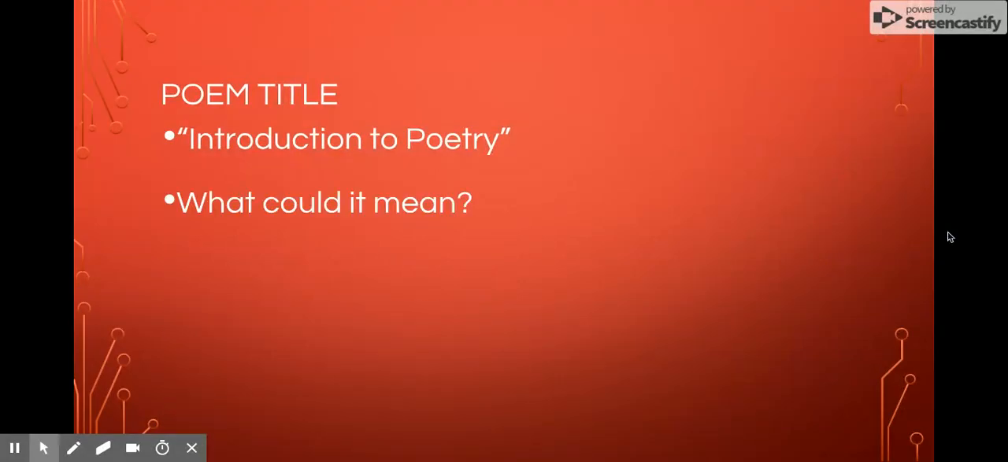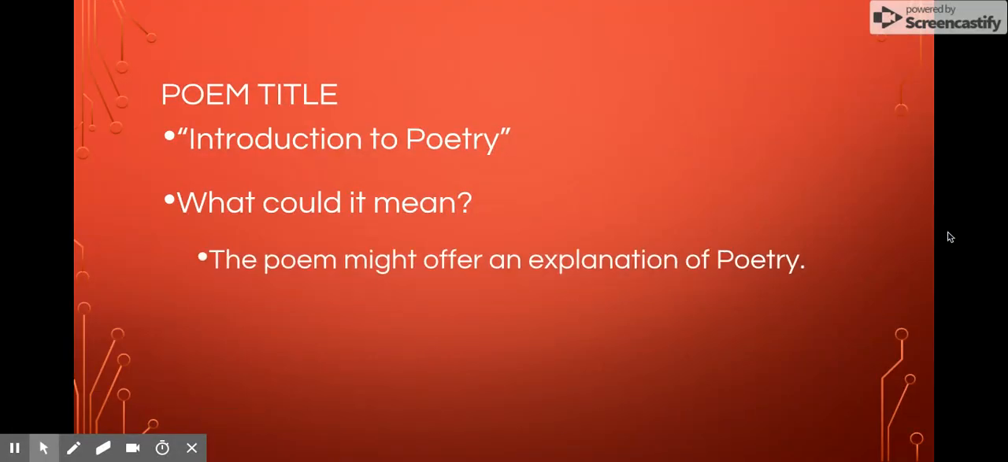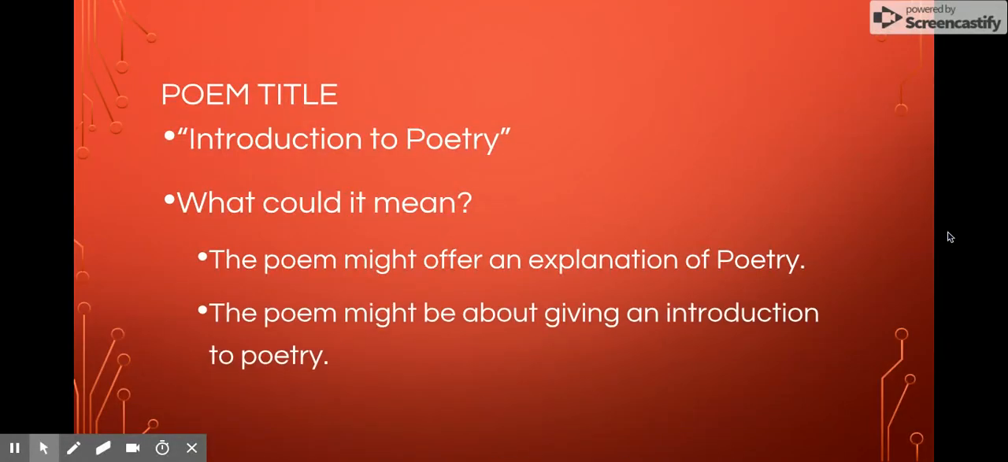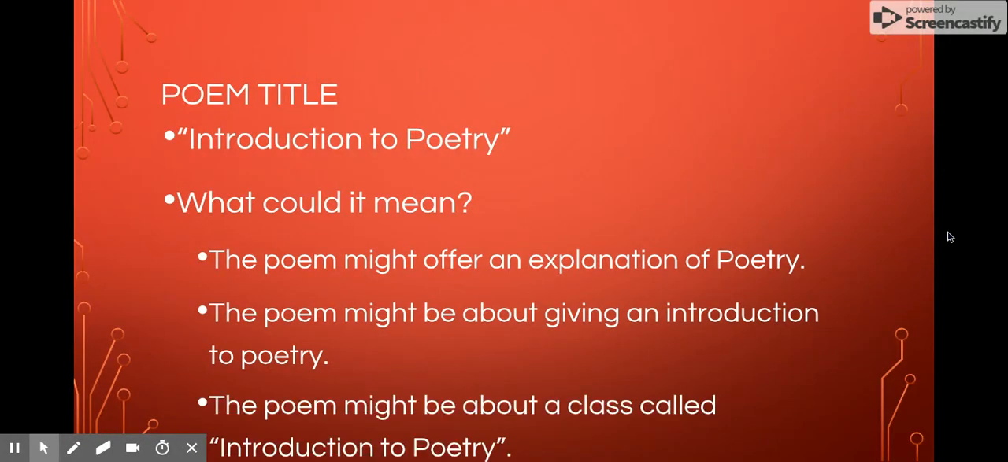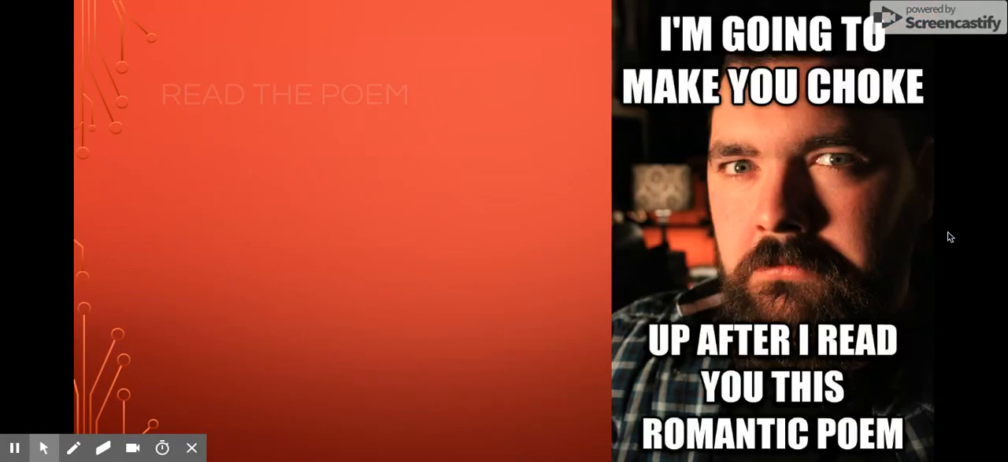So for Introduction to Poetry, you have to ask, what could it mean? So I came up with a few things. The first, the poem might offer an explanation of poetry. It might very well just give you an introduction to poetry. Additionally, the poem might be about a class called Introduction to Poetry.